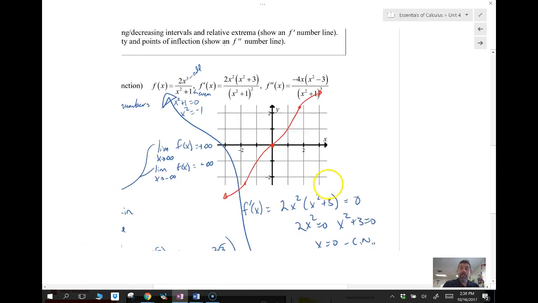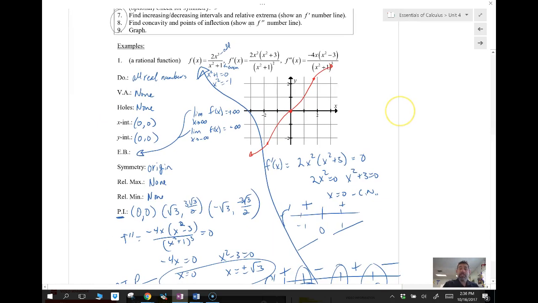All right, so there's one example of using our curve sketching and calculus to sketch a curve. Again, we're going to have 2 more examples. Watch those 2 videos.